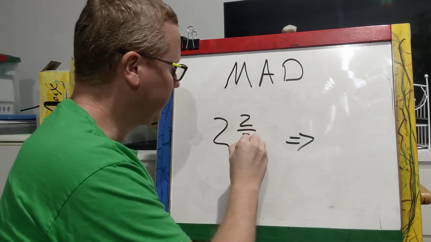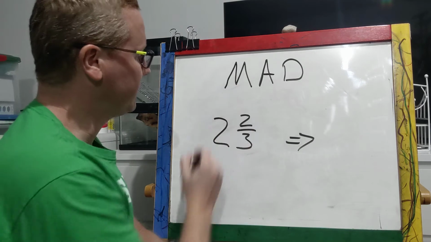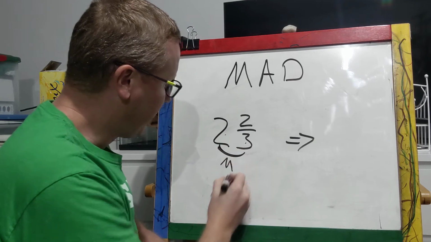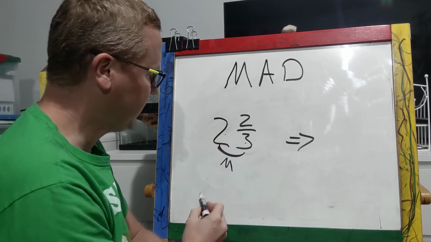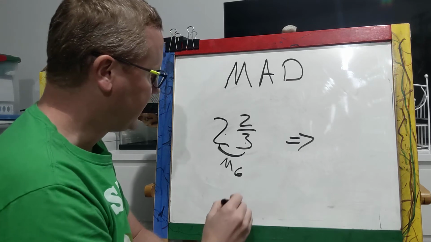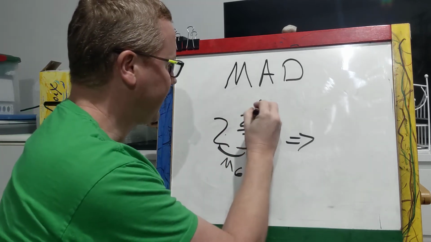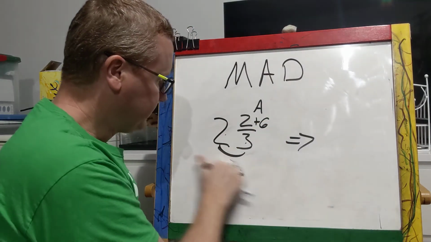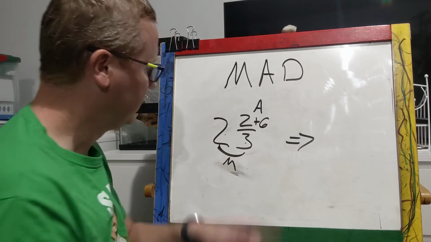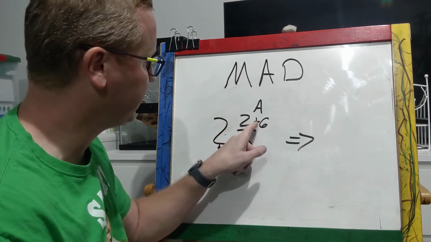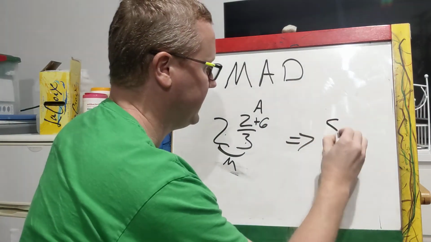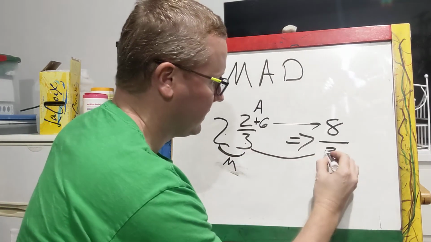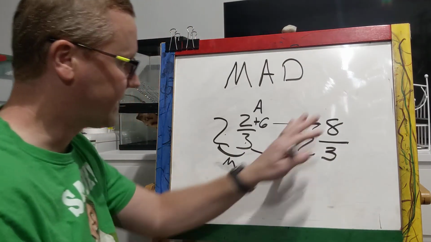2 2/3, right? First, we need to multiply our whole by the denominator. We're going to multiply these two right here. 2 times 3 is 6. Next, we need to add, so I'm going to put a little plus up here, and we're going to put that 6 right there. So now we add 2 plus 6, which is 8. Then we keep our denominator the same, 3. Again, it's a little bit messy.